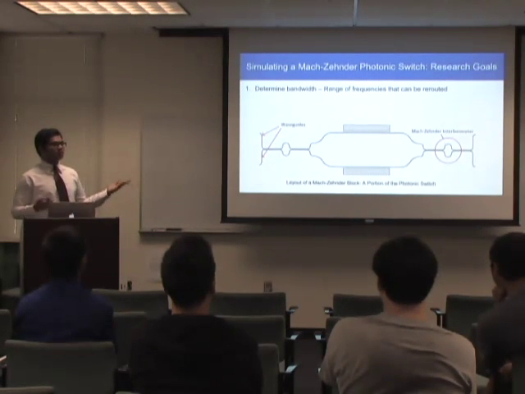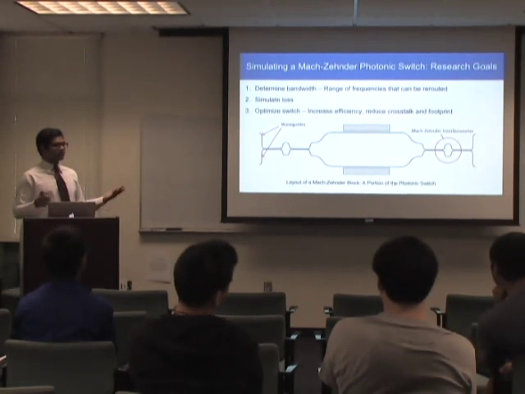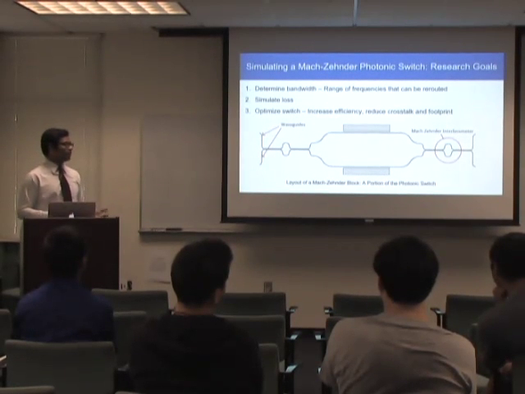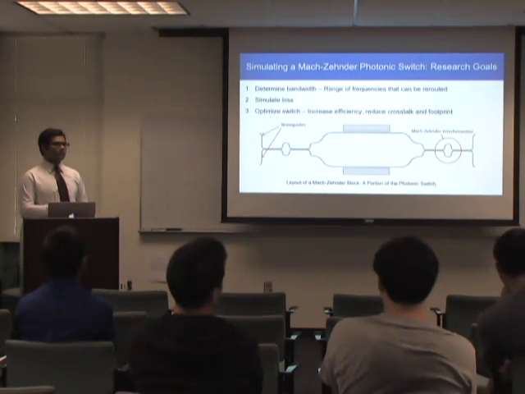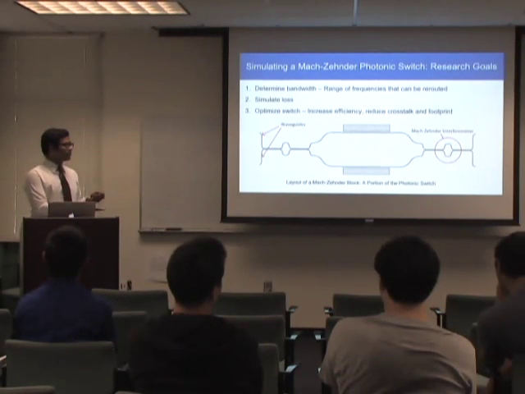So apart from determining the bandwidth, I also simulated the loss. And if the switch isn't optimal, I will find ways to increase the efficiency, reduce the crosstalk, which is the unwanted transmission into another port, or also reduce the footprint of the device.